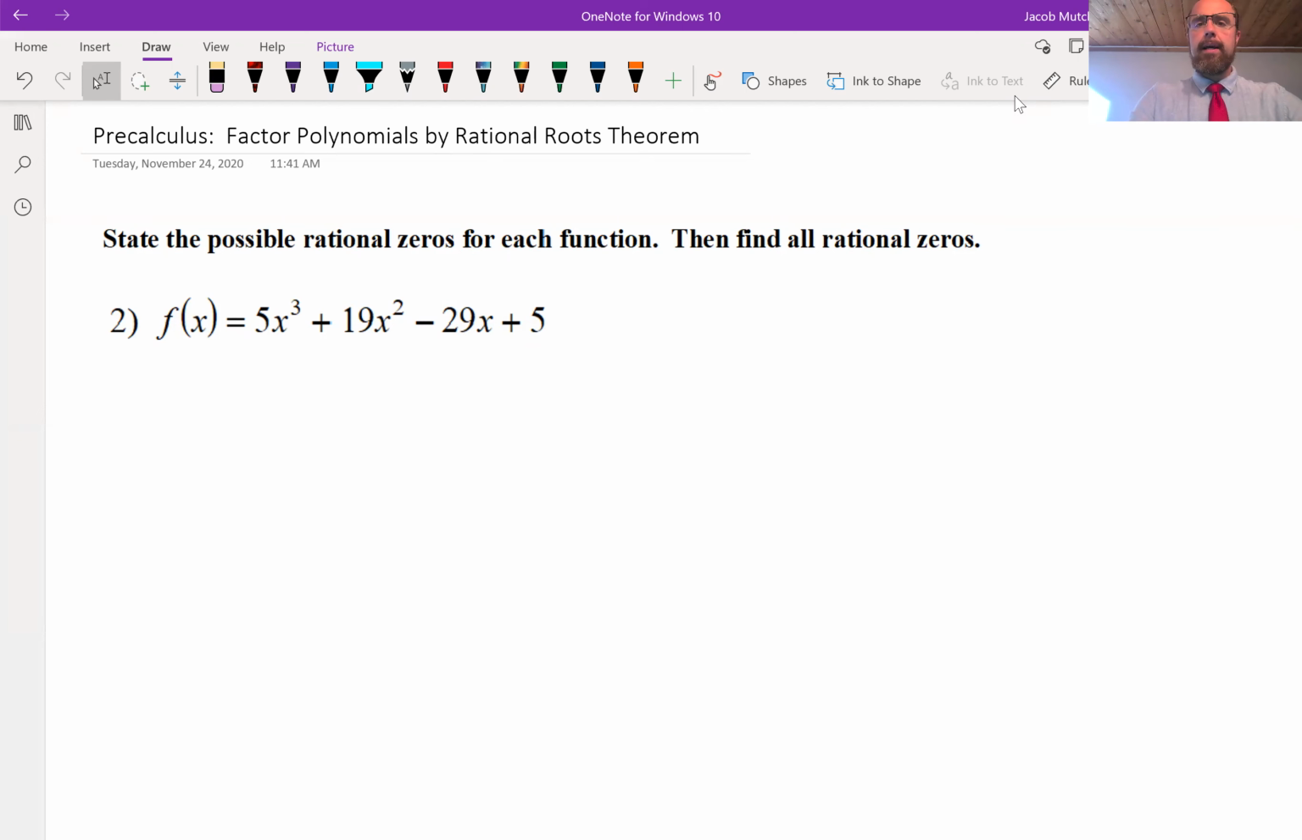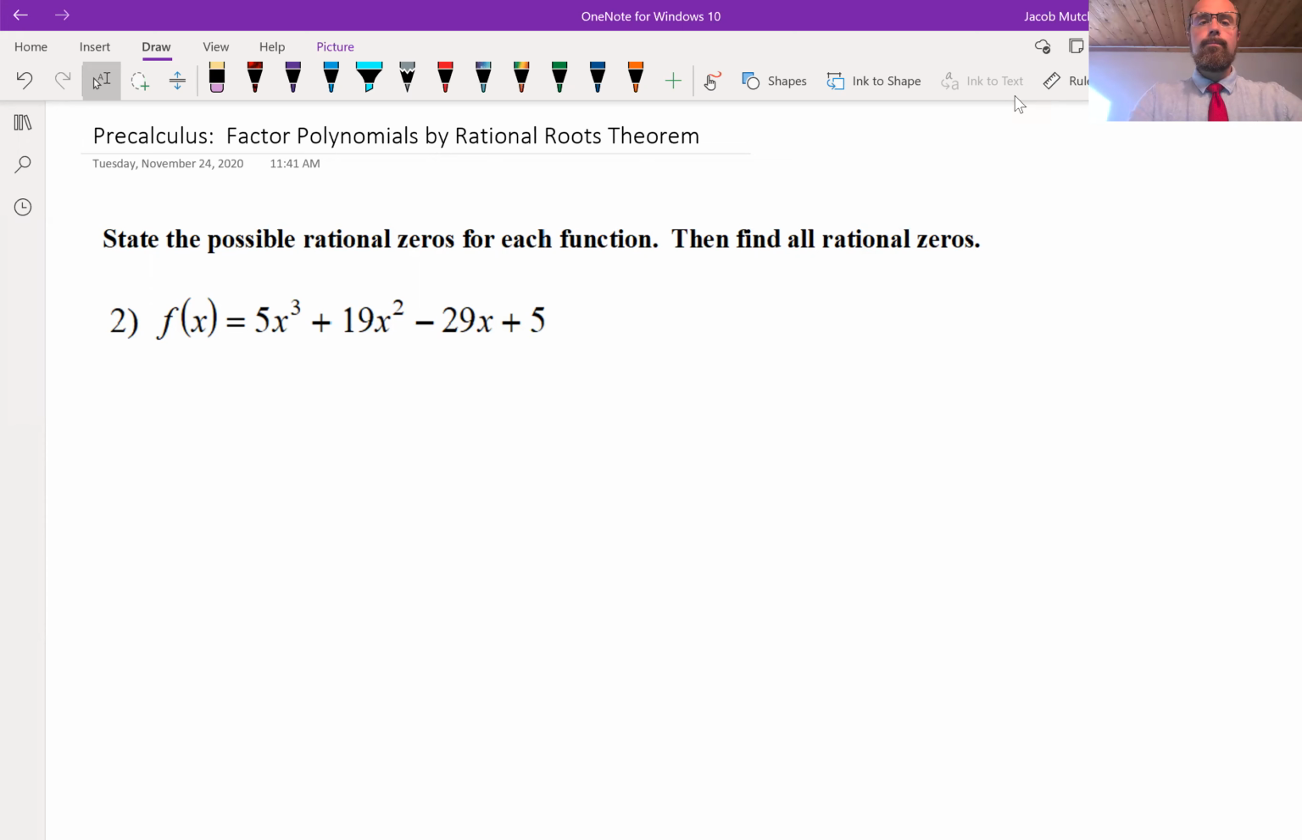I want to factor that polynomial, and the challenge with it is I really don't have access to direct factoring because it's a degree 3 polynomial that includes terms all the way up to the constant 5. So I've got to come up with another strategy, and a good strategy for that is the rational root theorem.